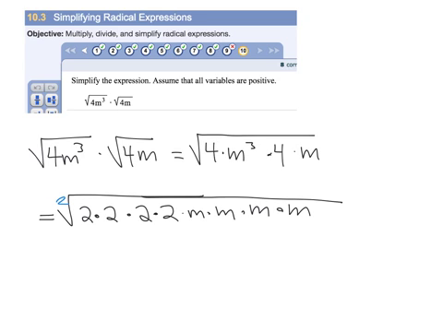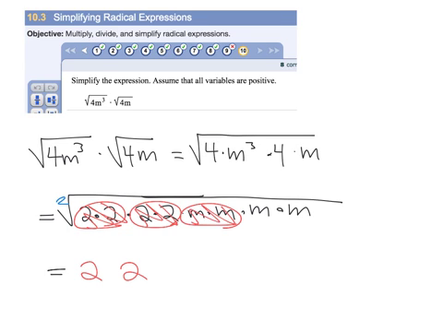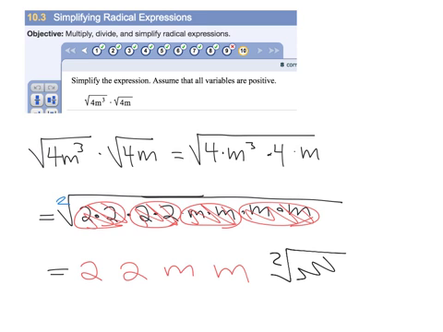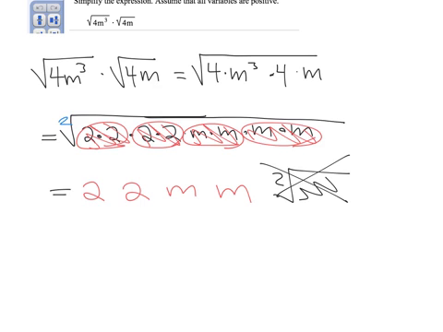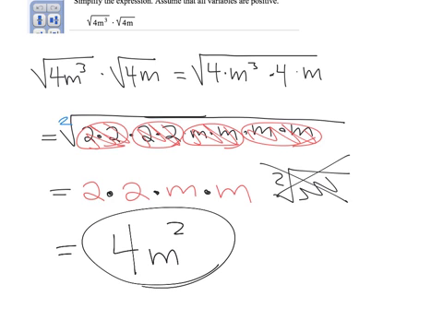All right, so this says circle 2, cross it out, write 1 down. Circle 2, cross it out, write 1 down. Circle 2, cross it out, write 1 down. Circle 2, cross it out, write 1 down. And in our radical expression, we are left with nothing left over. There's nothing in there, so we can just ignore it. And so our answer becomes 2 times 2 times m, so that becomes 4m squared, and we are done.